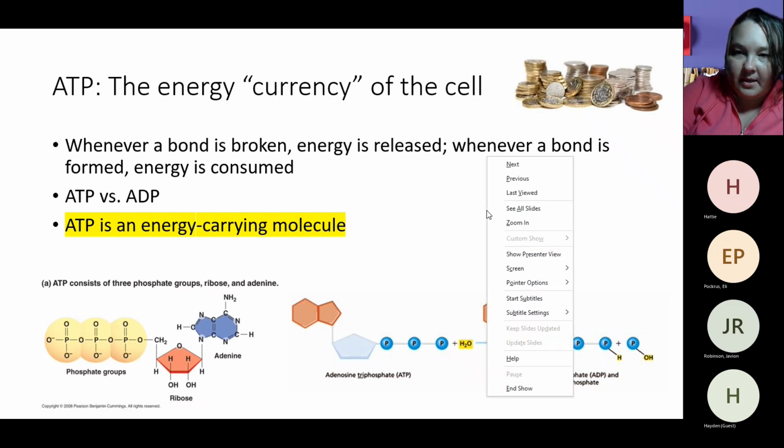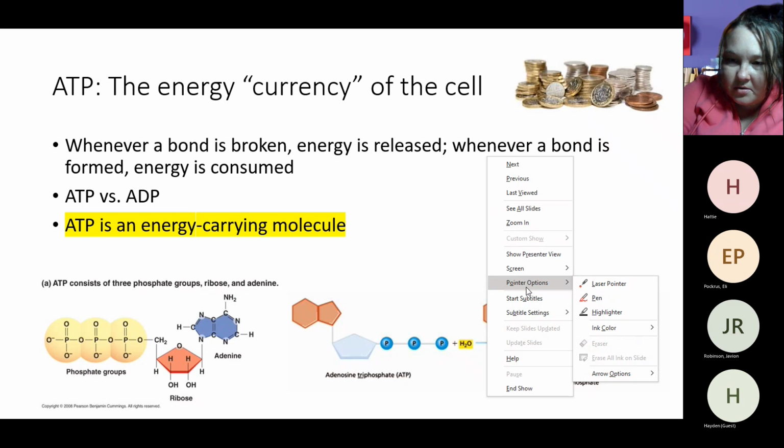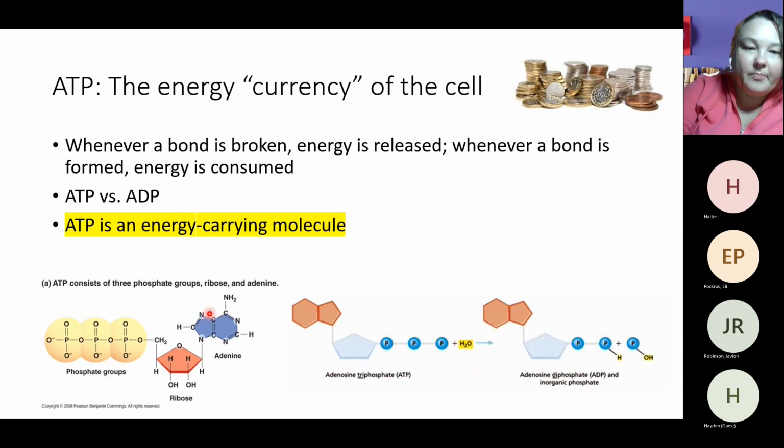I'm going to try and turn my pointer into a laser pointer. There we go. All right, so this is ATP. It stands for adenosine triphosphate. The reason: tri means 3. So we have 1, 2, 3 phosphate groups here. This is a simplified version of it. We have adenosine right here, and then our triphosphates are 3 phosphates.